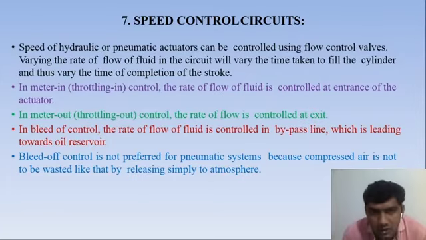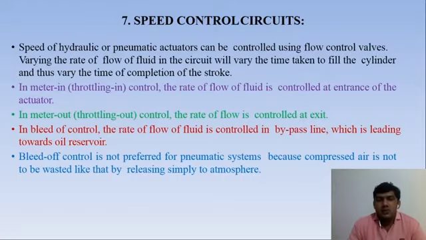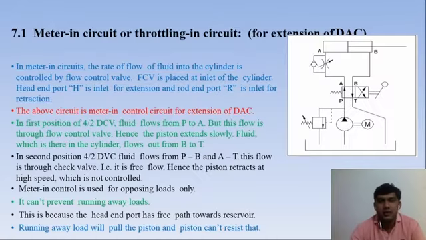In bleed off control, we extract some amount of fluid from the system and we can operate the speed, or we can reduce the speed of the cylinder. So let's start with the first examples of speed control circuits. The first example is the meter in circuit, or it's called the throttling in circuit for extension.